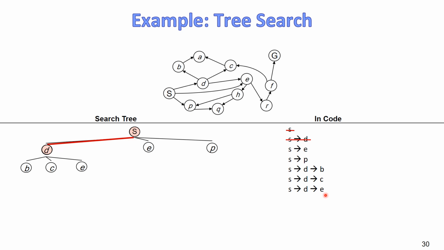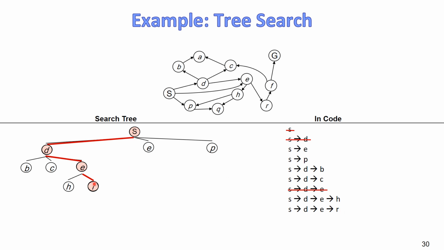Thank you, Ghanem. Now, the next step is to select one of these nodes. Let's say that the algorithm, the strategy, selected E for us. This E, not this E. So it selected S to D to E. This is not a goal state, so we'll have to expand it to H and R. So now we'll cross S to D to E, and we'll add the path to H and the path to R.